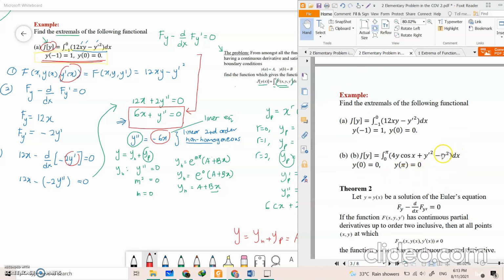All right, so by following the steps here, first thing first, you need to identify f, and then follow the Euler's equation and find the extremals using the condition given.